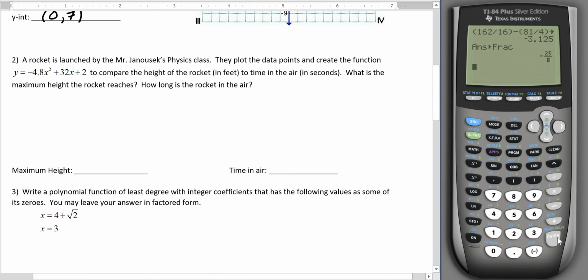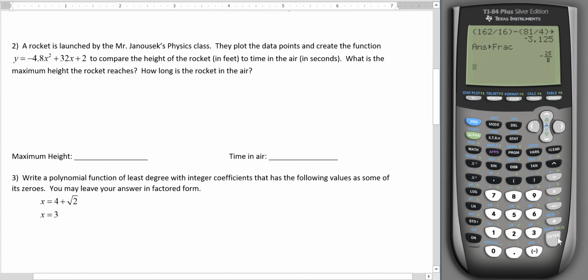Okay? Looking at number 2, an application. A rocket is launched by Mr. Janicek's physics class. They plot the data points and create the function listed there to compare the height. What is the maximum height? How long is the rocket in the air?